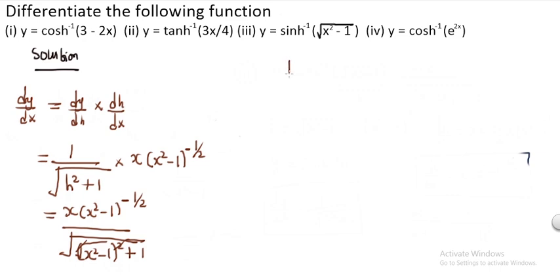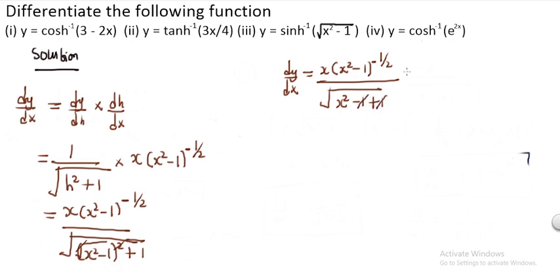With that, we can write dy/dx as equal to x(x² − 1)^(1/2) divided by √(x² − 1 + 1). So if you notice, the minus 1 can cancel out the plus 1 here, so that we have x². So we can write this as equal to x(x² − 1)^(−1/2).